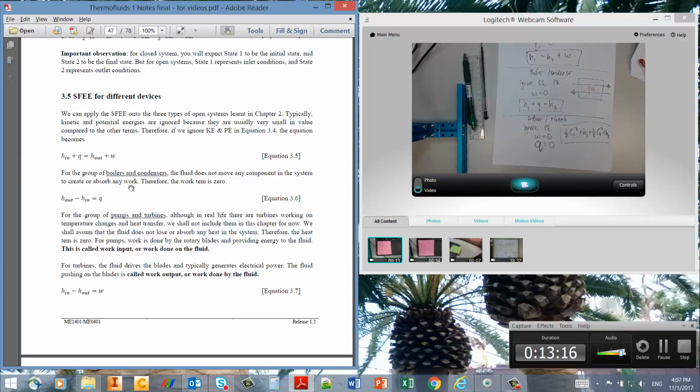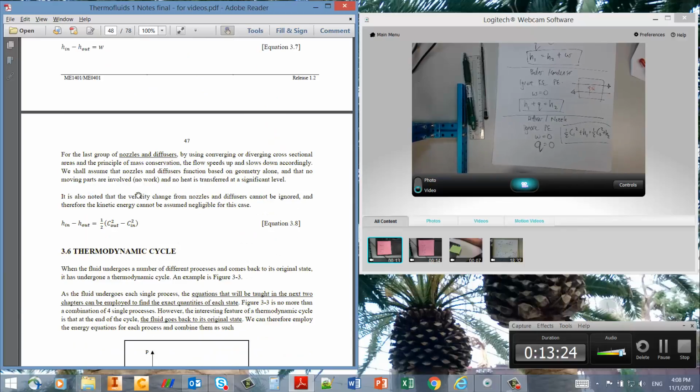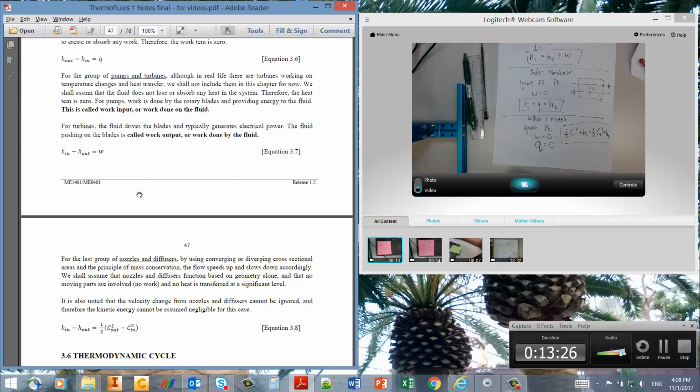So this is the whole idea of chapter 3, talking about the first law, conservation of energy, and depending on which system we're looking at, we can simplify it into different forms of the equation.